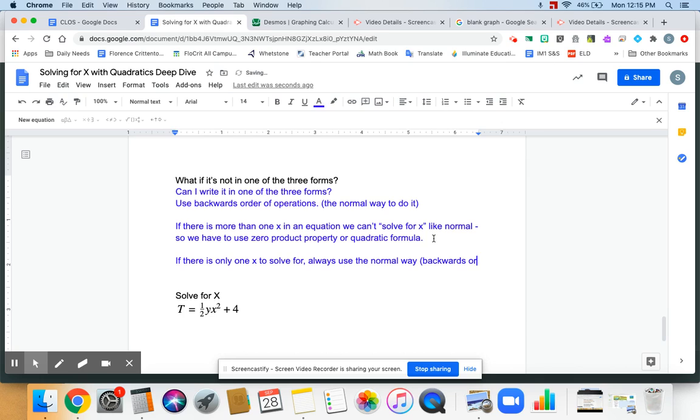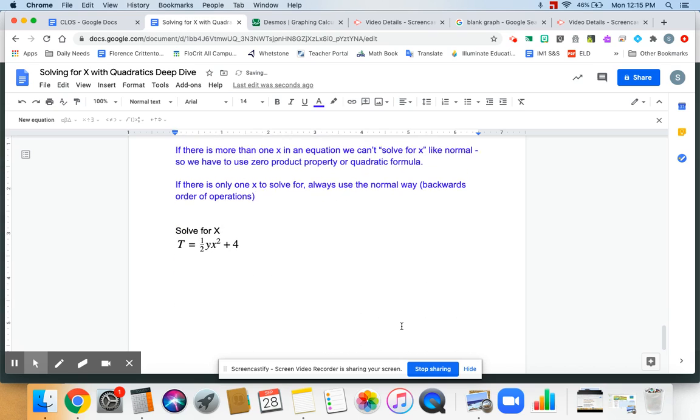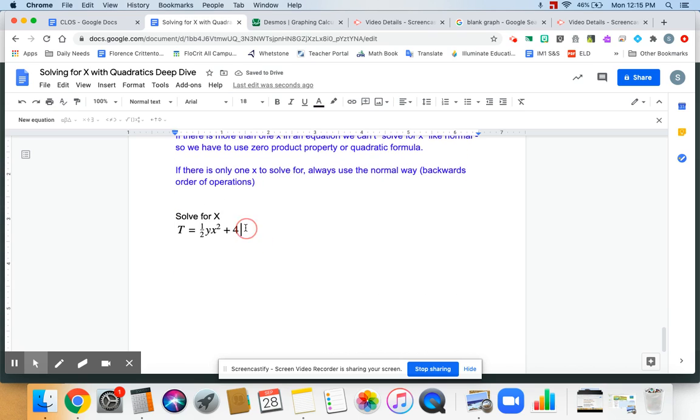Is backwards order of operations. So remember, my order of operations tells me that grouping is the strongest, and exponents. Then if we multiply or divide, then if we add or subtract. So the weakest one is if we're adding or subtracting.